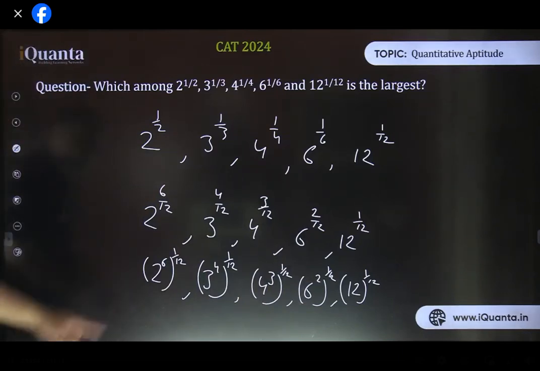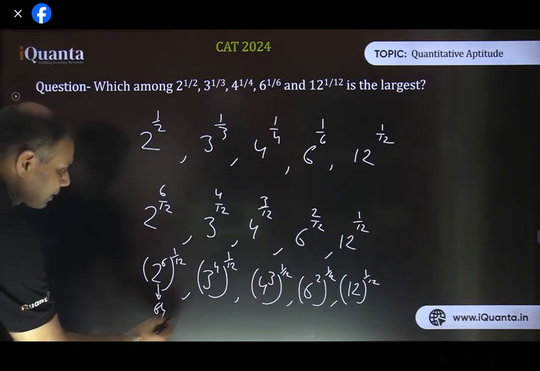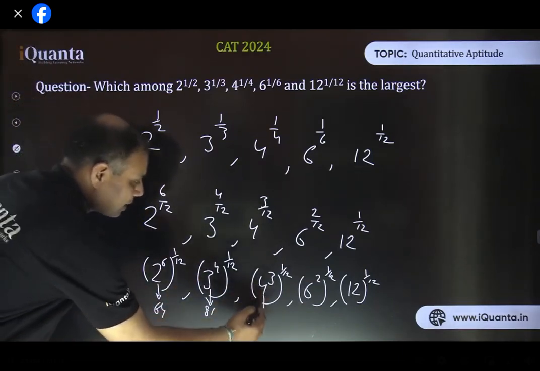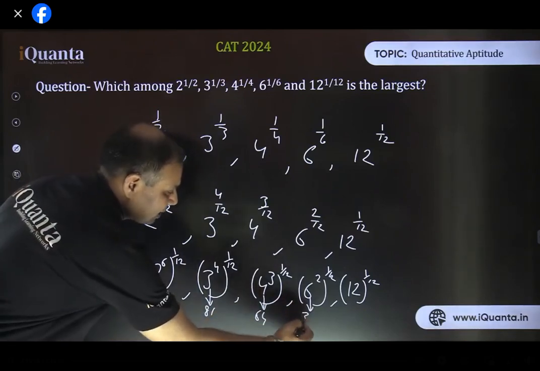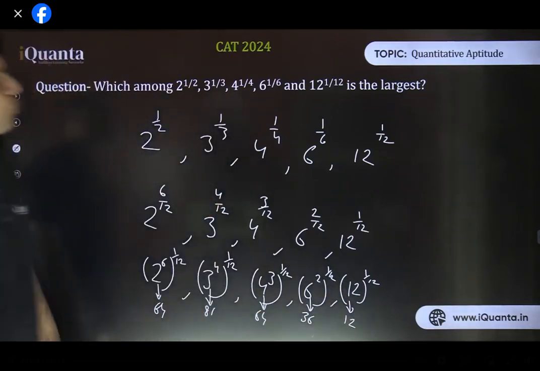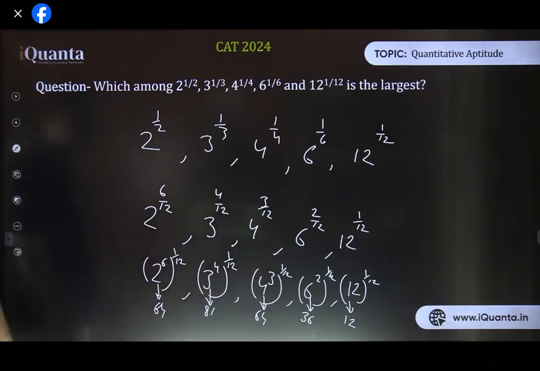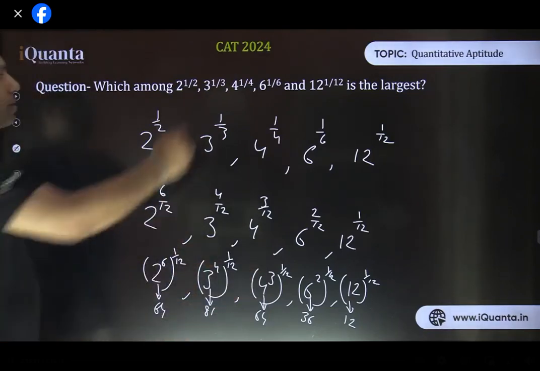Of course, many of you have already done that. So 2 power 6 is how much? This is 64. 3 power 4 is 81. 4 cube is again 64. 6 square is 36. And 12 is 12 only. We were to find the largest, and it is quite obvious from all these values that 81 power 1 by 12 is certainly the largest. So the answer is 3 power 1 by 3.